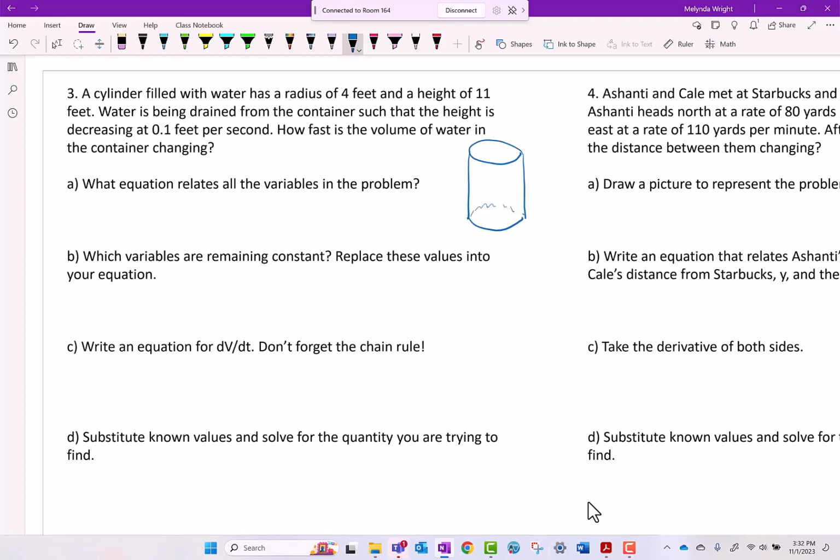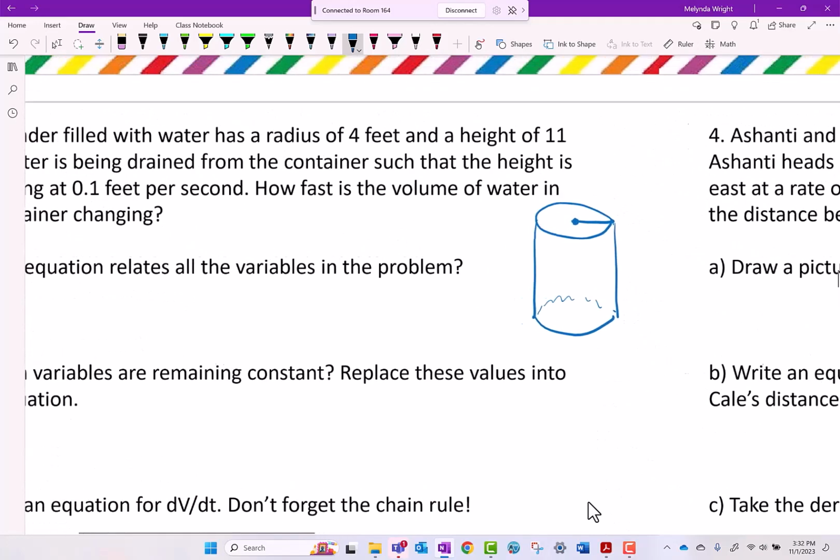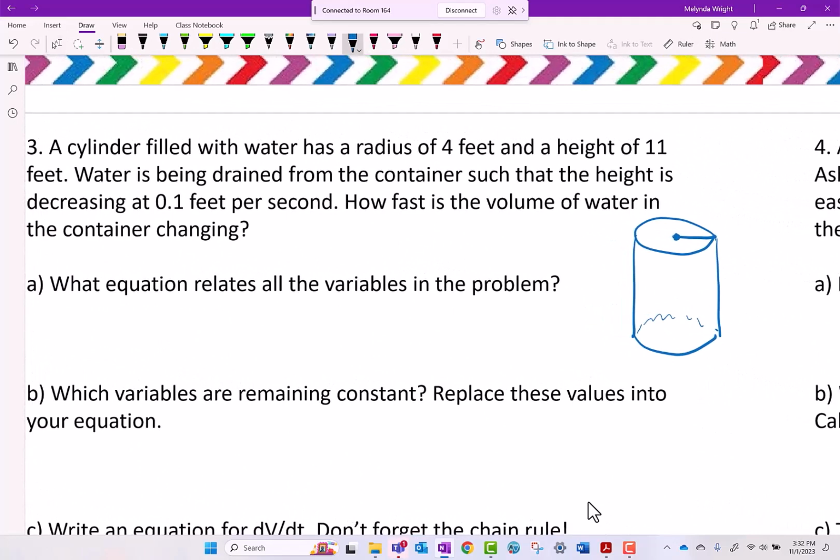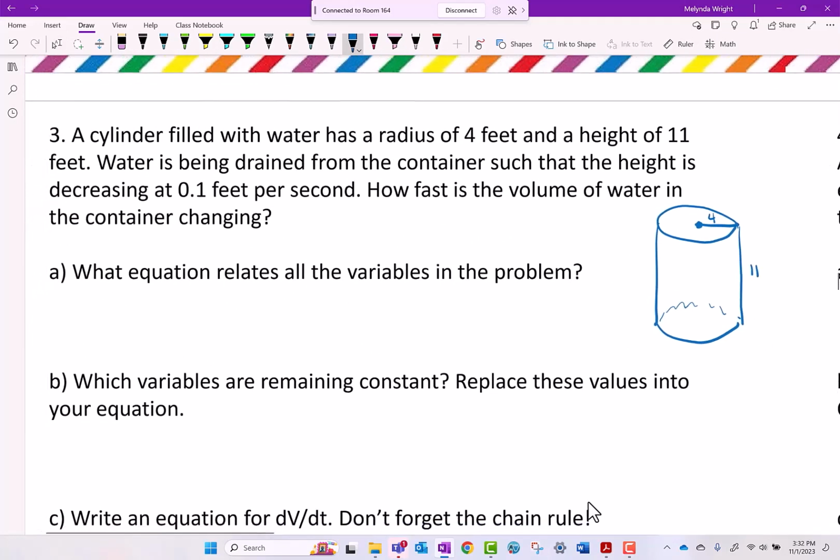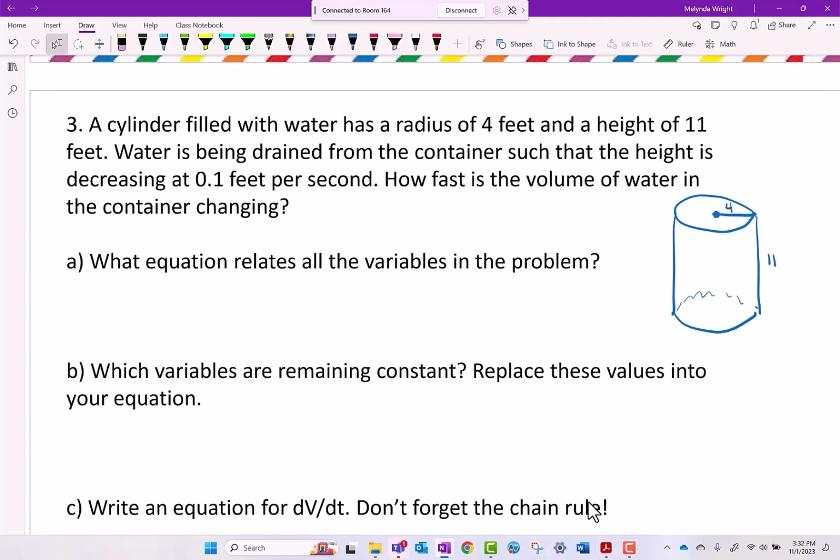Here's my cylinder. My cylinder has a radius of 4 and a height of 11. Okay, are we okay so far? Radius 4, height 11. Water is being drained from the container. Water is volume, right? Water would be measured with volume.